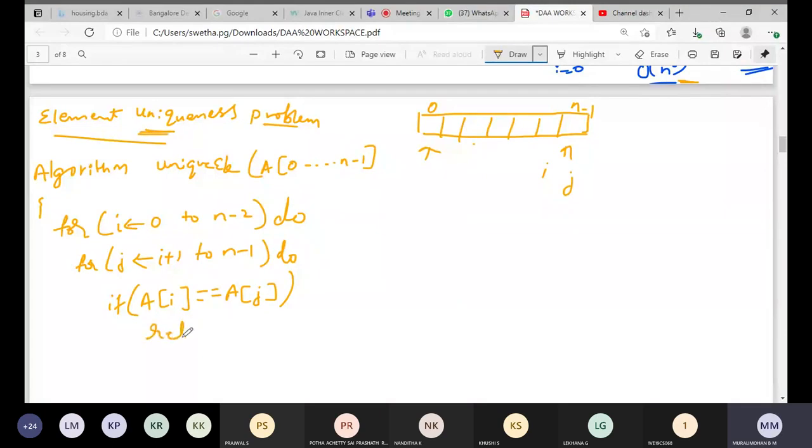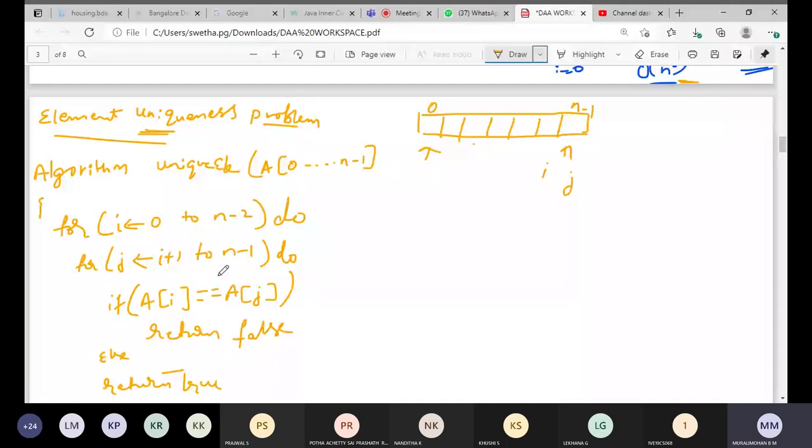So here we should return false. If a of i is equal to a of j, the element is repeating, so we return false, else return true. If this condition is not true till the end, then automatically it is true, which means all the elements are unique. Kindly go through this algorithm once, whether this will work or not.